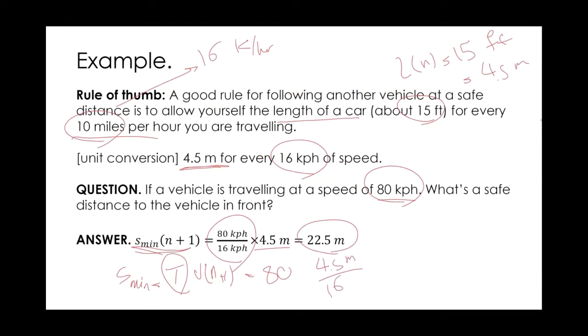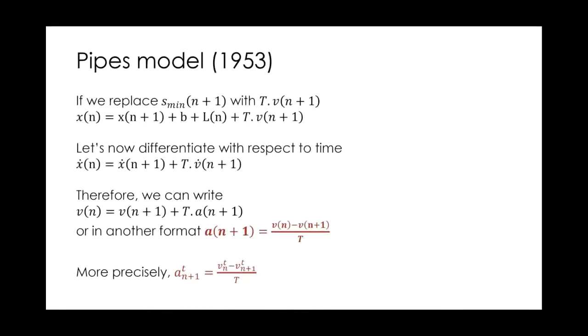4.5 meter divided by 16 kilometer per hour. That represents the time that it takes to move one length of a vehicle, right? So this is T multiplied by Vn. So this is V, and this is actually T. And then this gives us 22.5 meters. So that would be S-min, that safety distance that we're talking about.